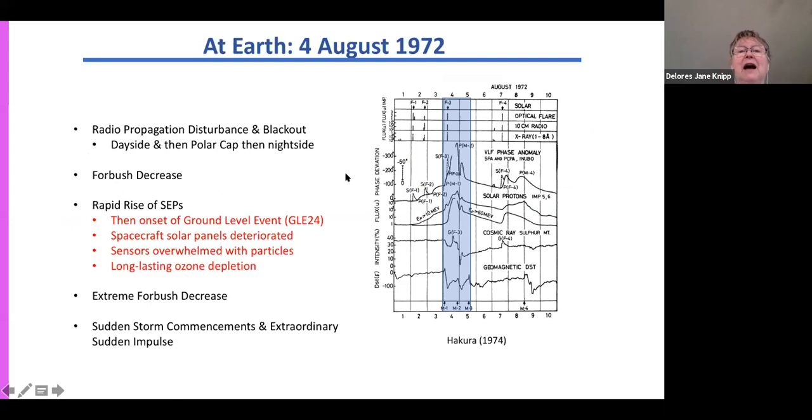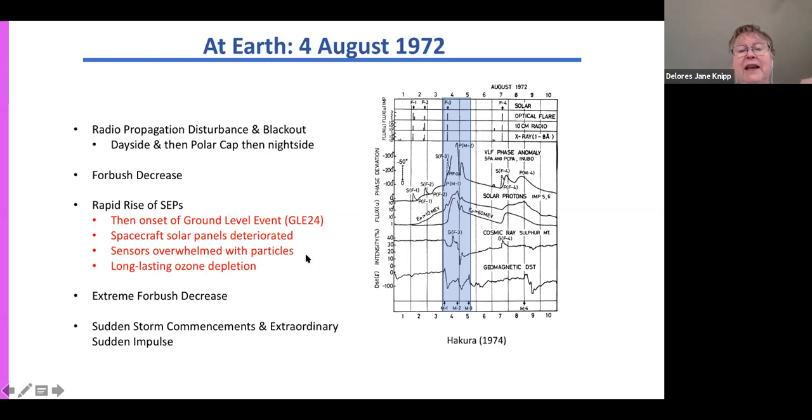So what happened? Just as soon as those flares went off on the 4th of August, the radio propagation disturbance blackout hit the day side. Then the polar cap regions, as the solar energetic particles started to arrive within 20 minutes. And then the night side became so disturbed as the CME was passing that the night side ionosphere actually started to take on the characteristics of a day side system. There was a very rapid rise in solar energetic particles. That's what these curves are right here.